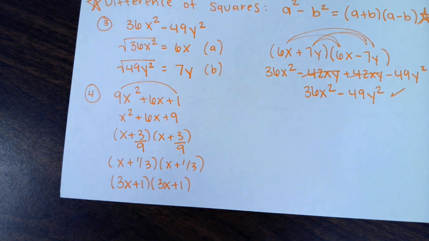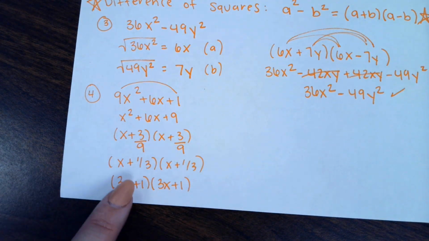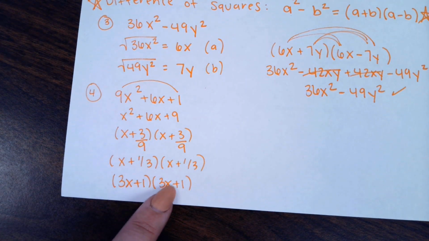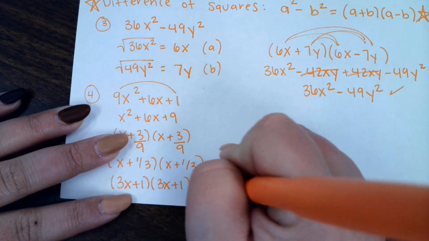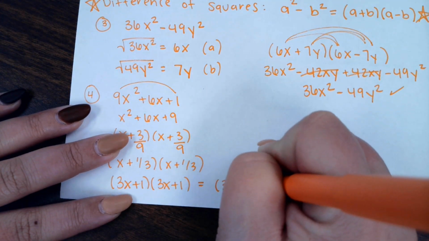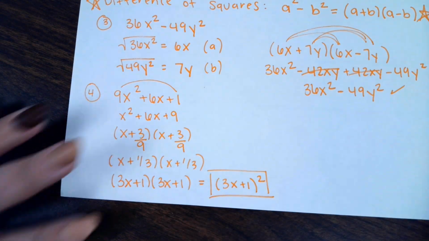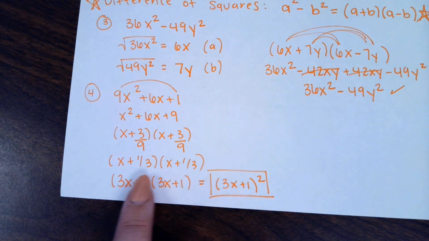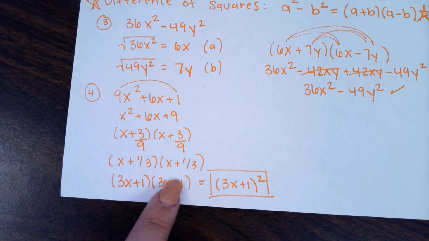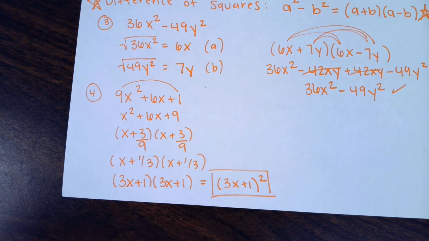Now, normally we're done, right? But I want you to notice that these are the same binomial. So we could rewrite this as 3x plus 1 squared. So that's what makes this a special case, is when you factor it, you get the same binomial. So it's just that binomial squared.